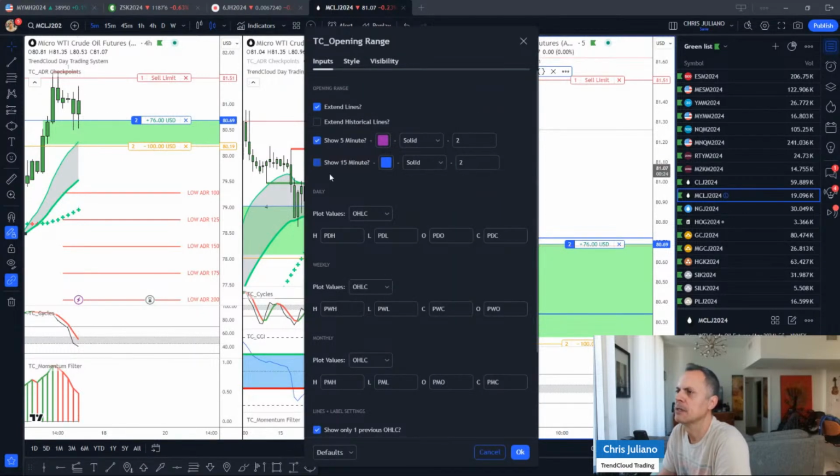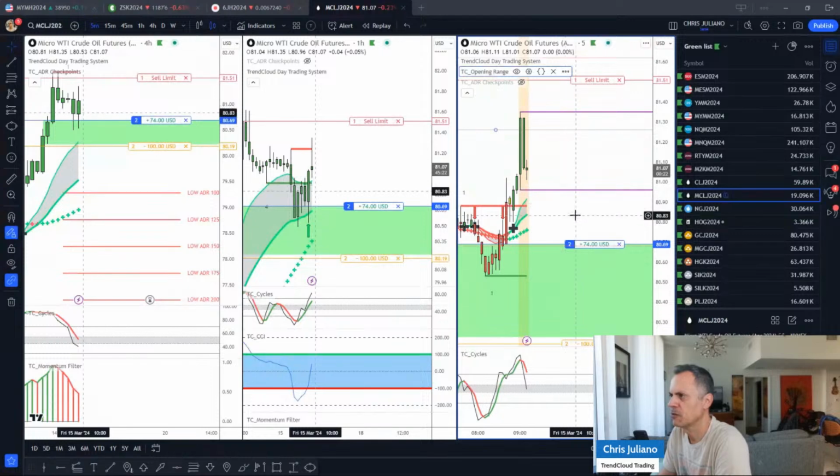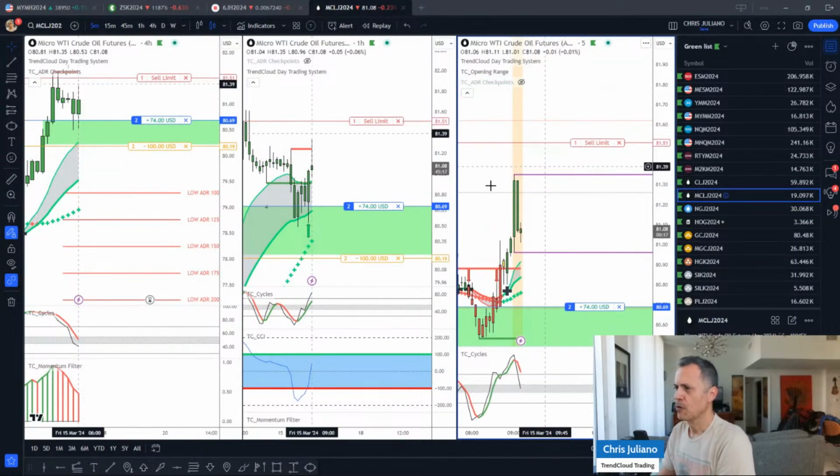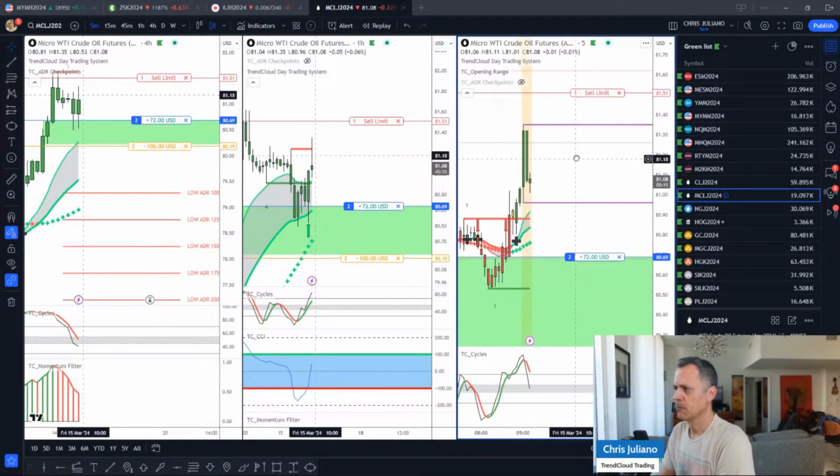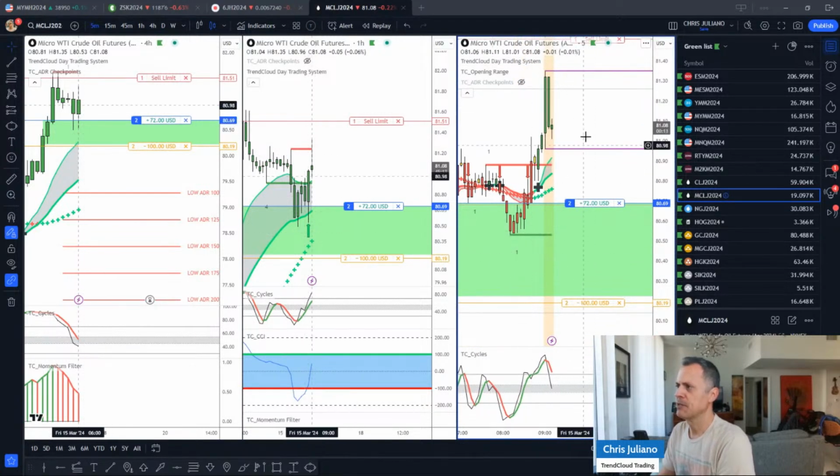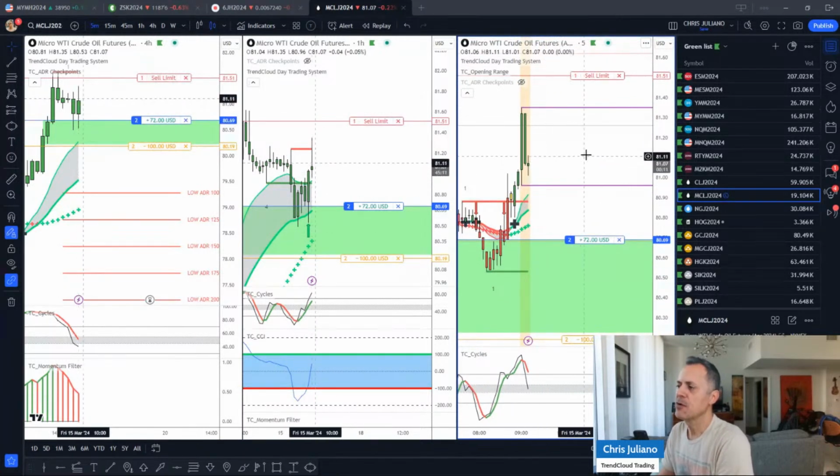5 minute. What's it look like? Okay, so the opening range is actually forming up here. We got into the demand zone down here. So it is very possible that it pulls back and retests this area. That makes sense, right? So look, we'll have to leave this alone.